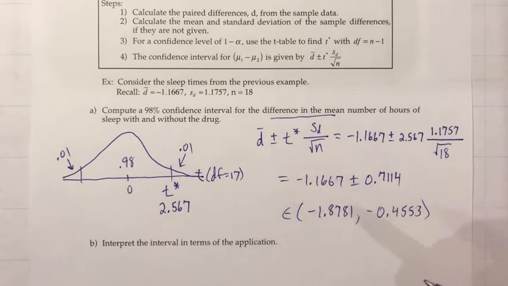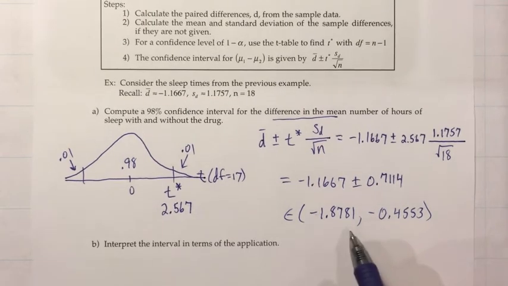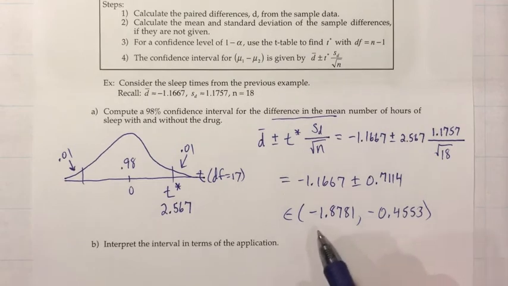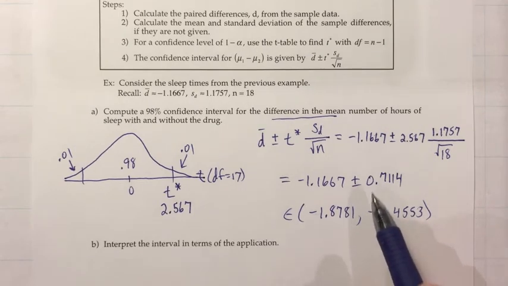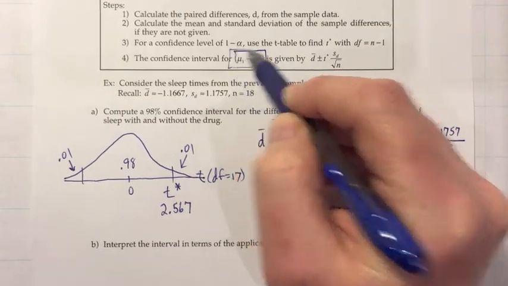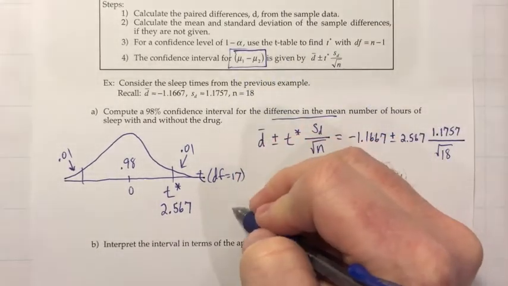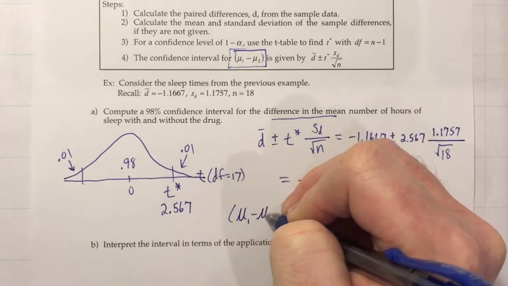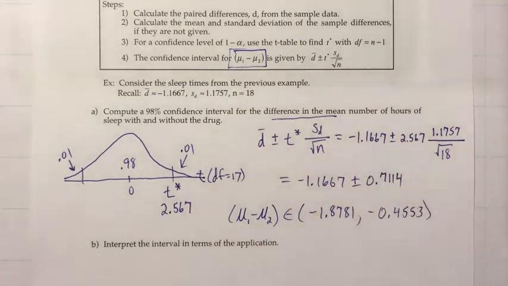But if I wrote mu, what is that? Mu for the placebo, mu for the drug? And how is the average amount of sleep negative anyways, right? So this is not either of these. In fact, it told us back up here what this was for. It was for the difference between mu1 and mu2. So it's the difference between mu1 and mu2 that I'm 98% confident lies in between those two boundaries somewhere.